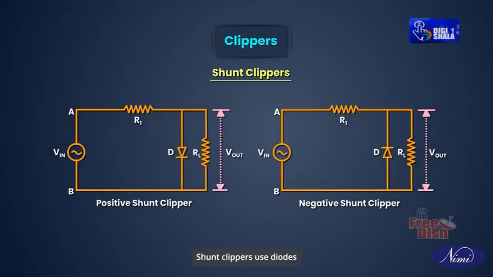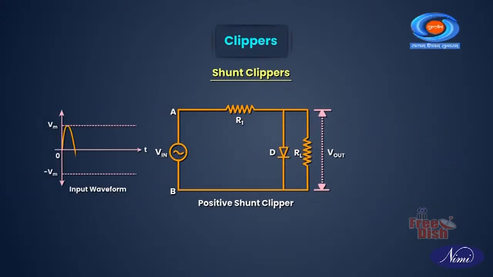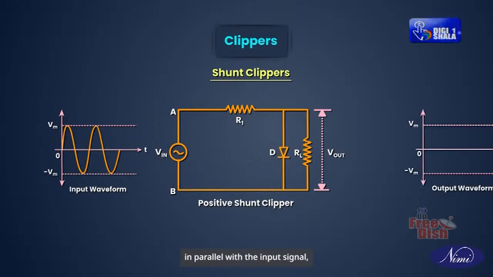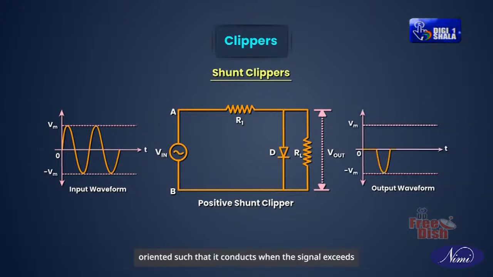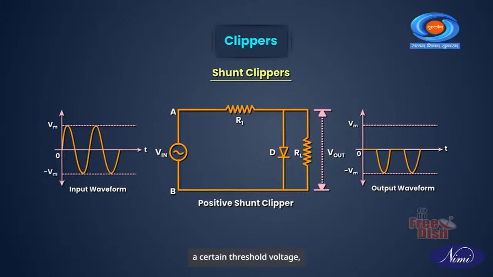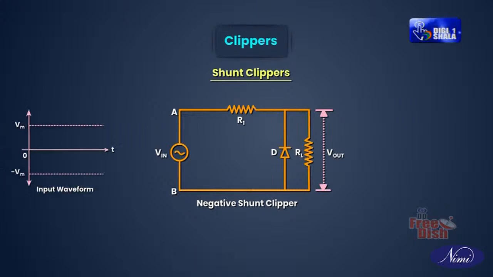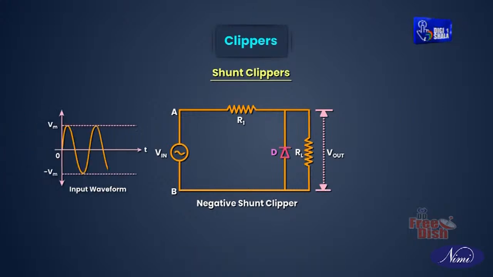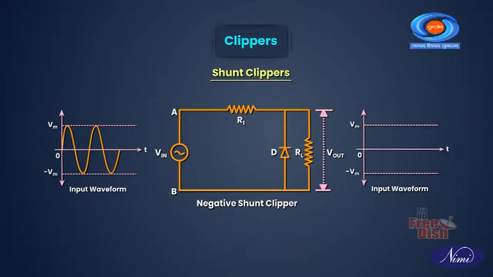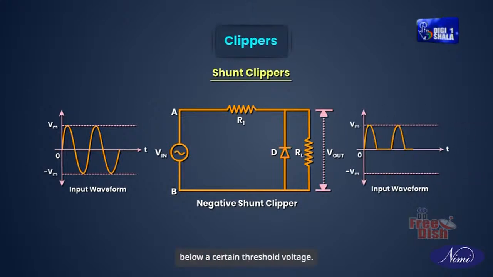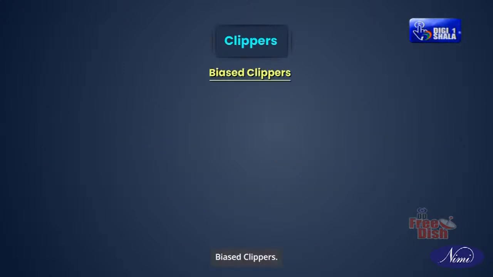Shunt clippers. Shunt clippers use diodes connected in parallel with the input signal. Like series clippers, shunt clippers also have two main types. Positive shunt clipper. In this configuration, a diode is connected in parallel with the input signal, oriented such that it conducts when the signal exceeds a certain threshold voltage, clipping off the positive excursions. Negative shunt clipper. Similar to the positive shunt clipper, the diode is oriented to clip off negative excursions below a certain threshold voltage.